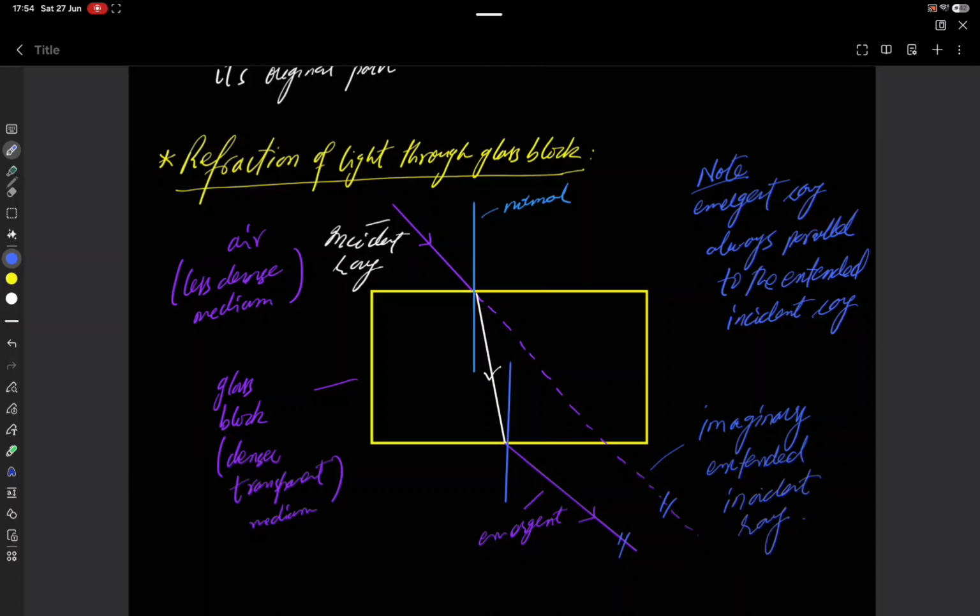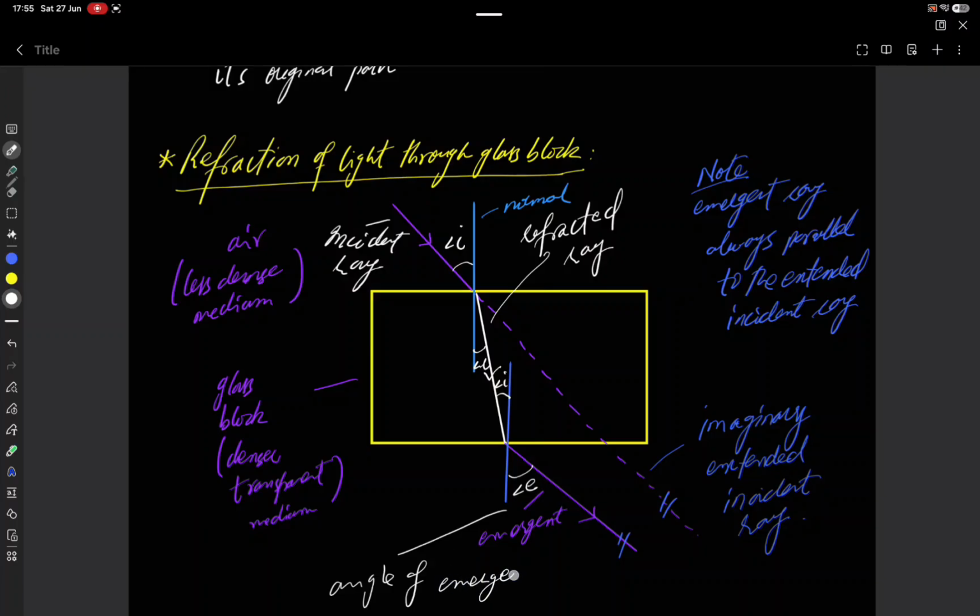So here is the angle of incidence. This is the angle i, the angle of incidence. This is the angle of refraction. This is my refracted ray. This is the angle of incidence, and this is the angle of emergence.